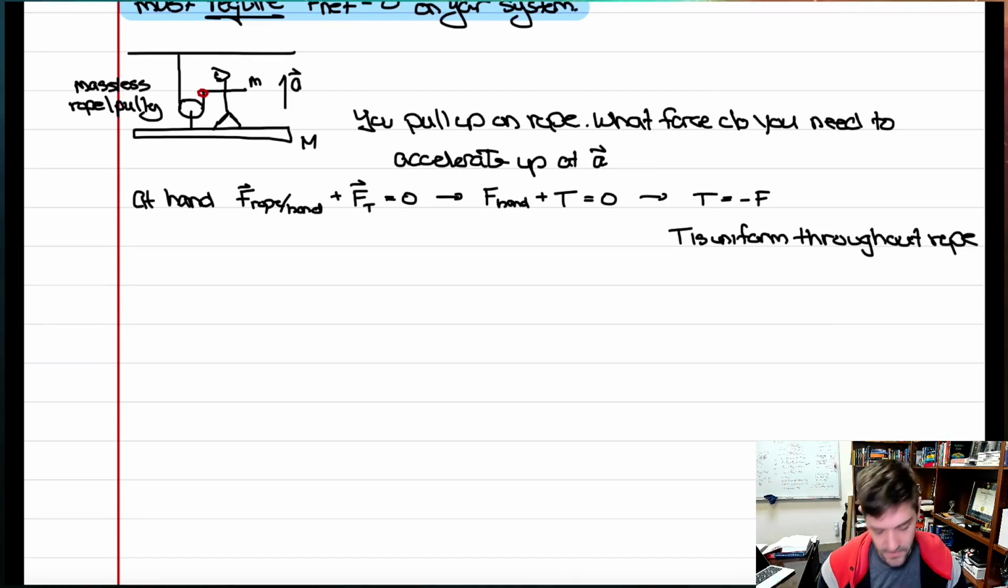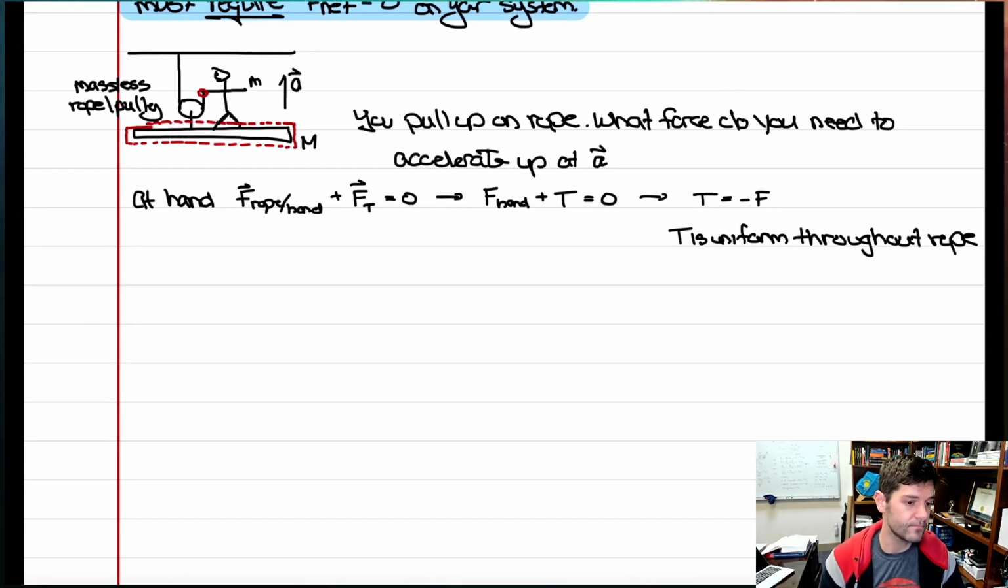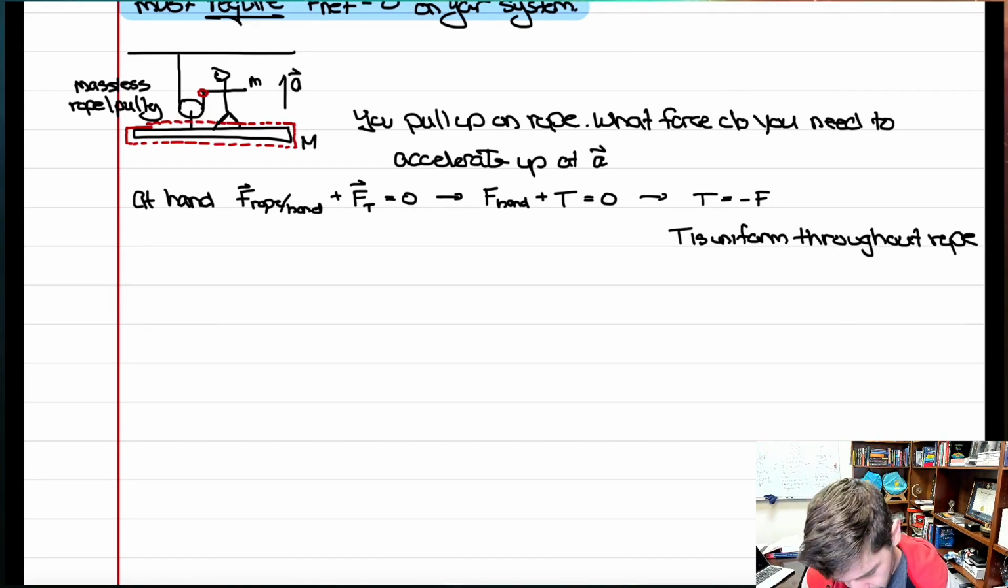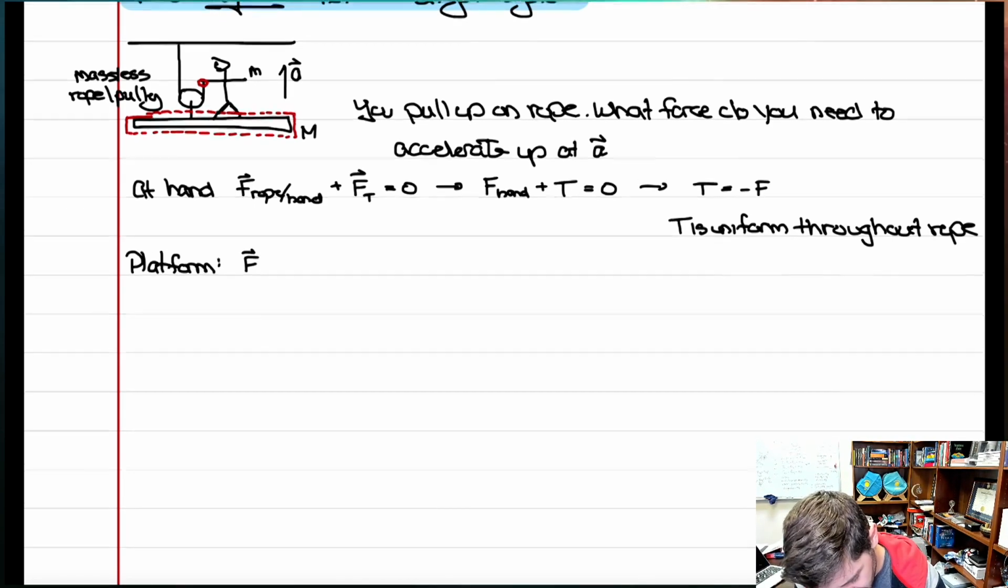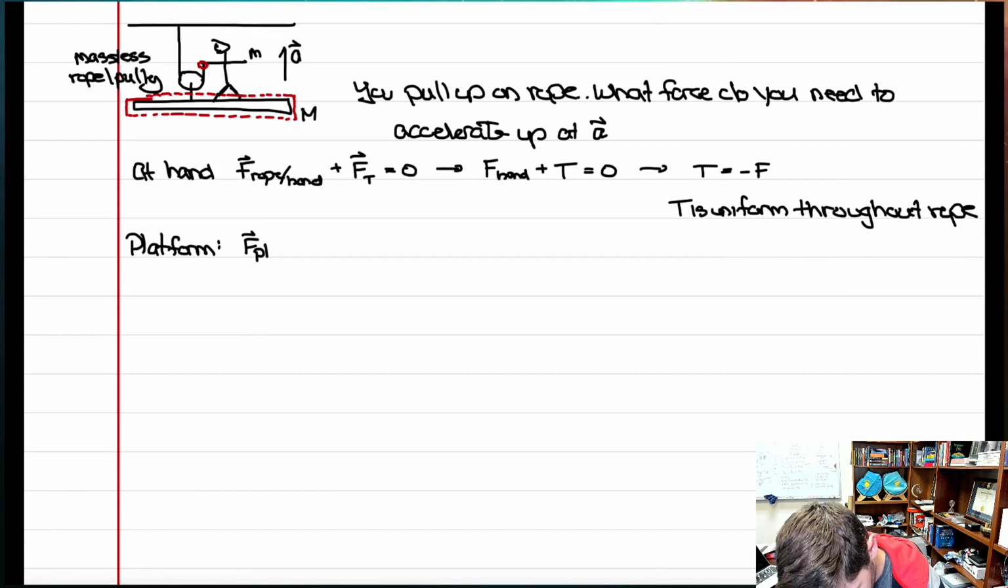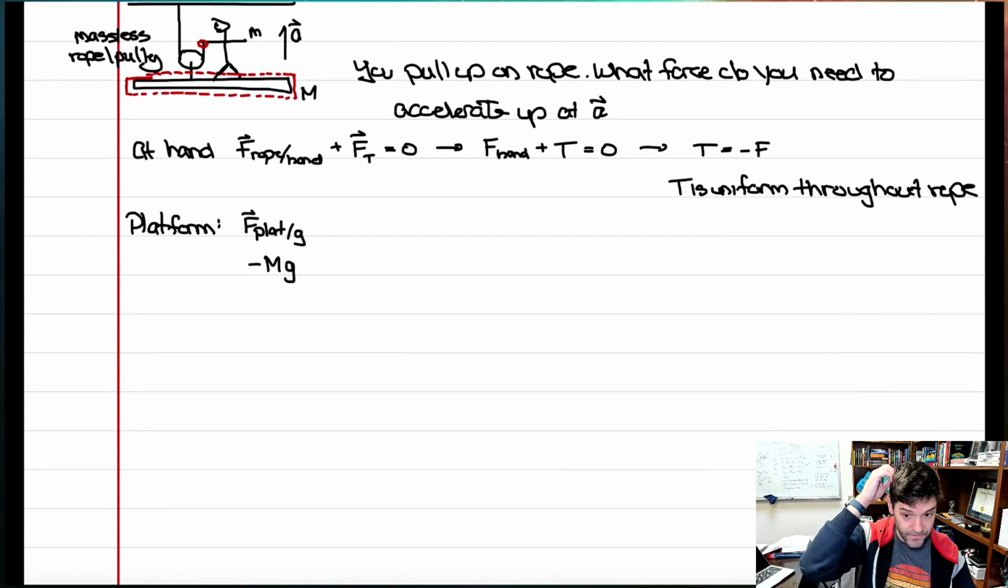So now let's do some force analysis for various systems in the problem. Let's start with the platform. For the platform, it looks like there's a gravitational force because it has mass, so it would be a force on platform from gravity. I expect that to point downward. So underneath I might dispose of the vectors and call that negative mg.